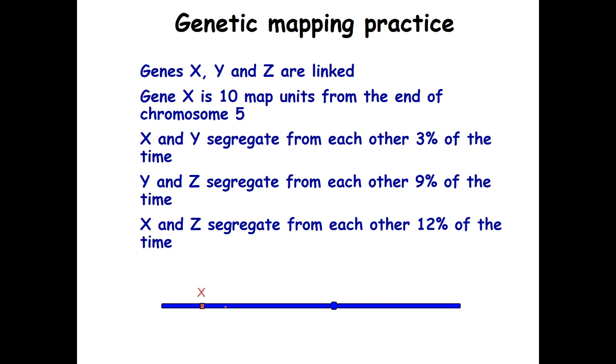And then Y and Z segregated from each other 9% of the time. And then X and Z is 12% of the time. So then it tells you, so if Y is here, right, and there's 3% here, right, 3 map units, and then you say this is Y, and then you say X and Z is 12%, so from X to Z here is 12 units, and then Y and Z is 9, so you add up, right.